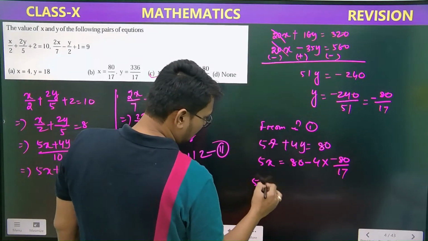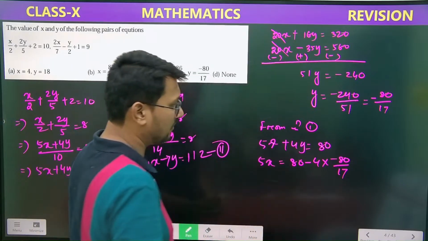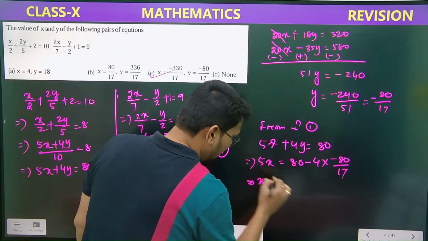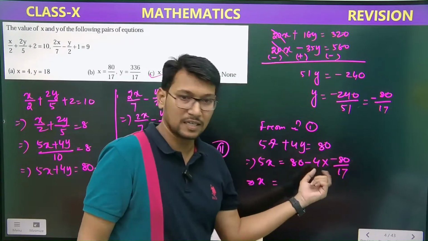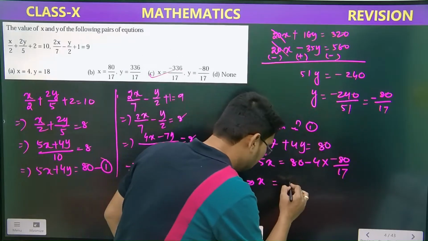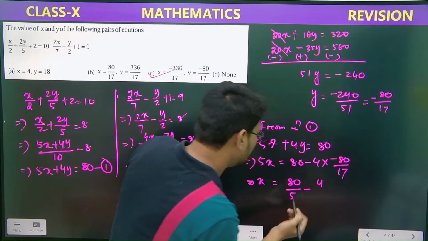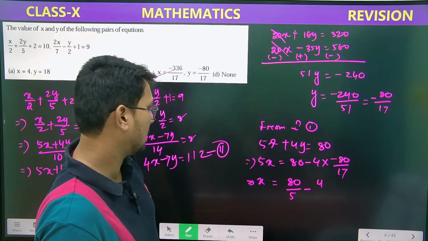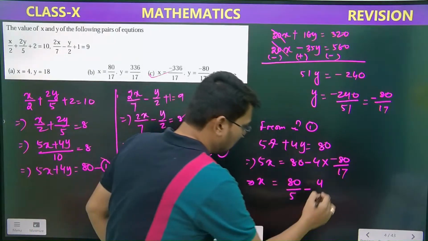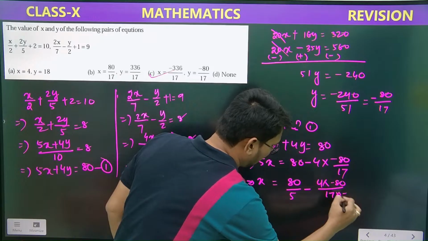Clear? So 5x equals to, okay, let me directly solve. How can I solve? X equals to, check, it will be divided by 5. It will divide in each term. So it will become 80 by 5 minus 4 into minus 80 by 17 into 5, okay.